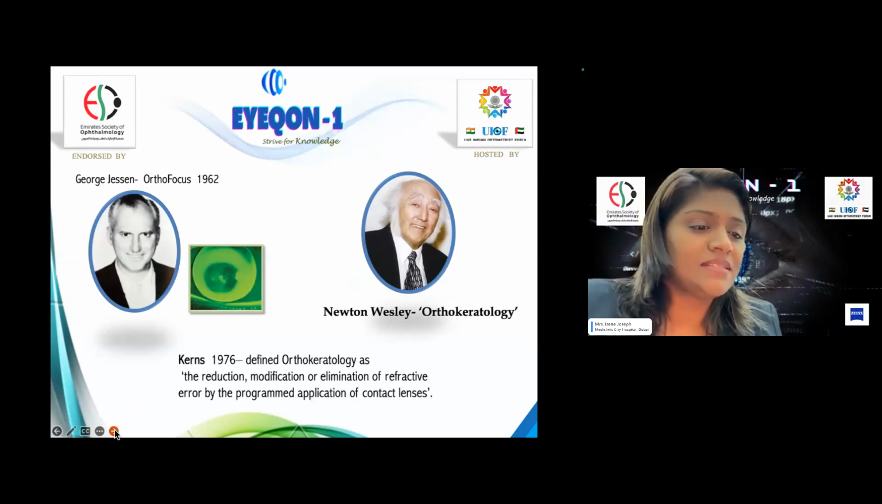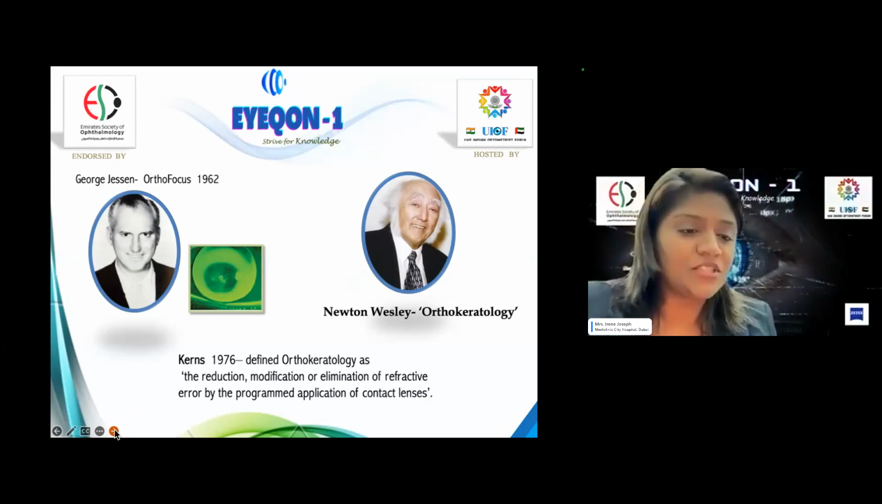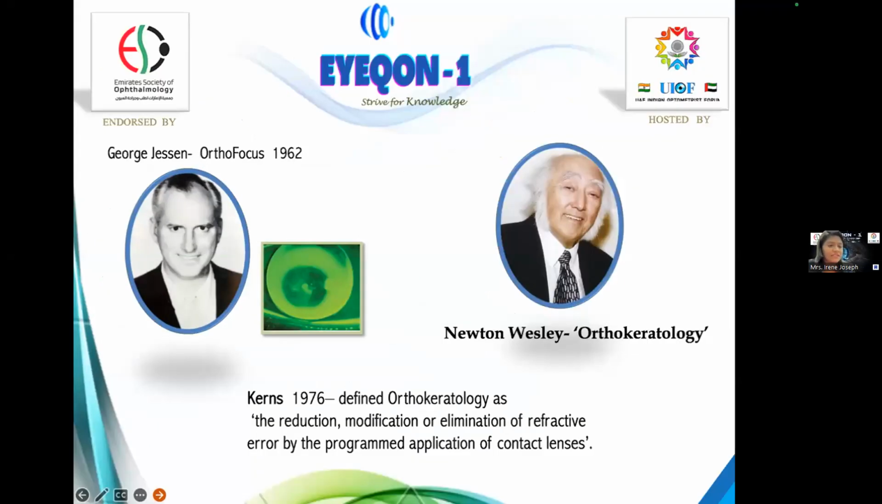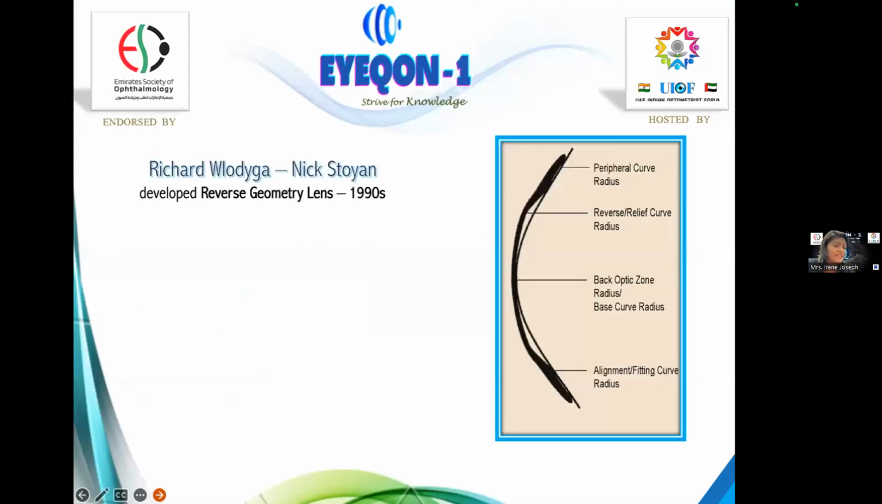It was Kerns in 1976 who defined orthokeratology as the reduction, modification, or elimination of refractive error by a programmed application of contact lenses, which definition is kind of similar even these days. And a big revolution happened in the success of ortho-K lenses when the reverse geometry lens was founded in the 1990s by Richard Wlodyga and Nick Stoyan.